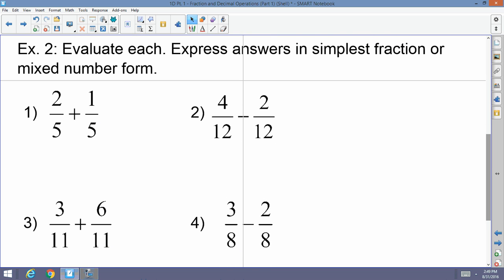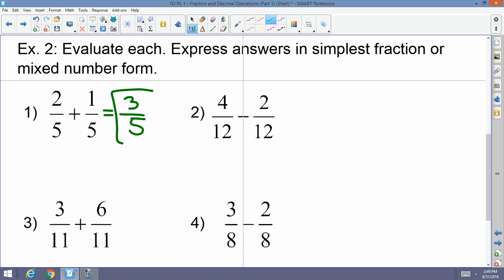Okay, so for example 2 here, let's evaluate each. Express answers in simplest fraction or mixed number form. Well, I have 2/5 plus 1/5. The denominators are the same, so I simply add the numerators and keep the same denominator. I cannot reduce that. I am done.